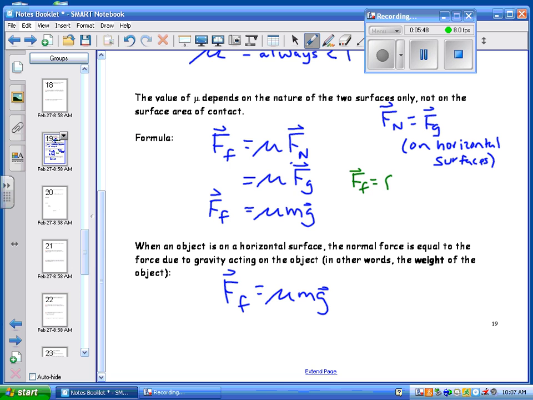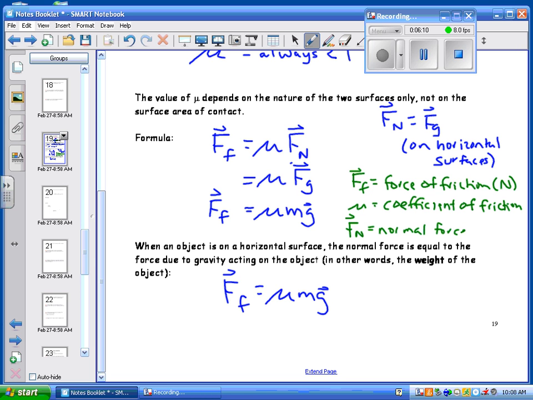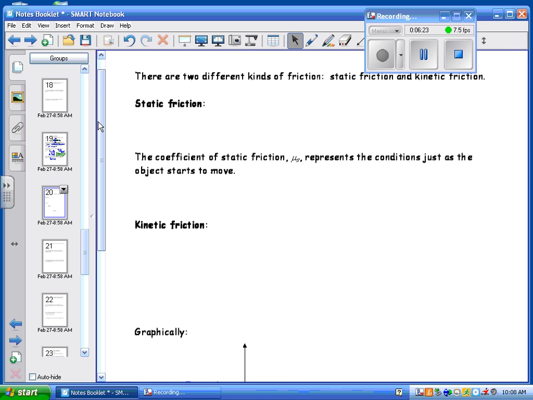So Ff is your force of friction in newtons. Mu is the coefficient of friction. There are no units for that. And Fn is your normal force in newtons. And remember that when an object is on a horizontal surface, the normal force exactly opposes the force of gravity, and so they are equal. Okay, so when we talk about friction, there are two different kinds of friction.